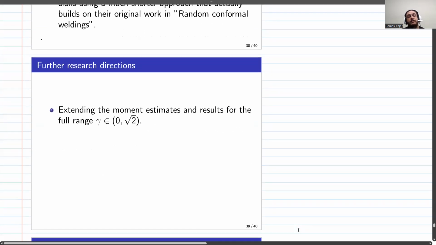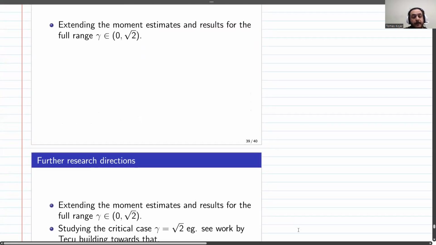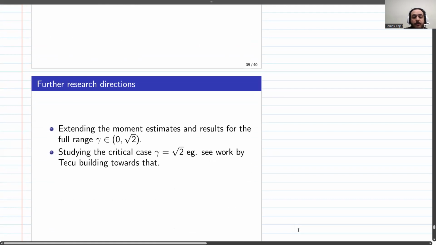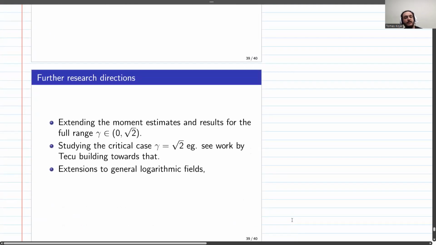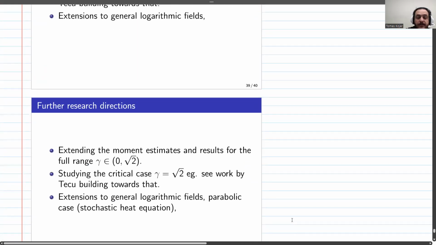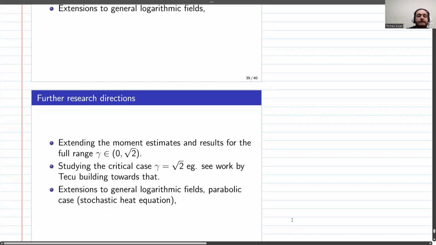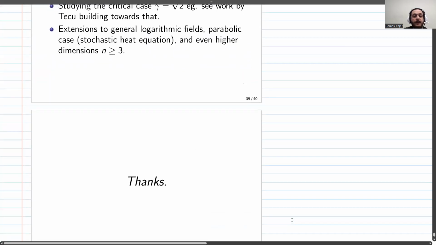Some directions are to extend all these things to the full range. It will be fascinating to see how to extend the moment estimates. Studying the critical case, so Tek has some work from years ago towards building that. And it will be very interesting to extend it to general logarithmic fields, extend it to the parabolic case, so now something like the stochastic heat equation, and of course to higher dimensions. Okay, thank you so much.